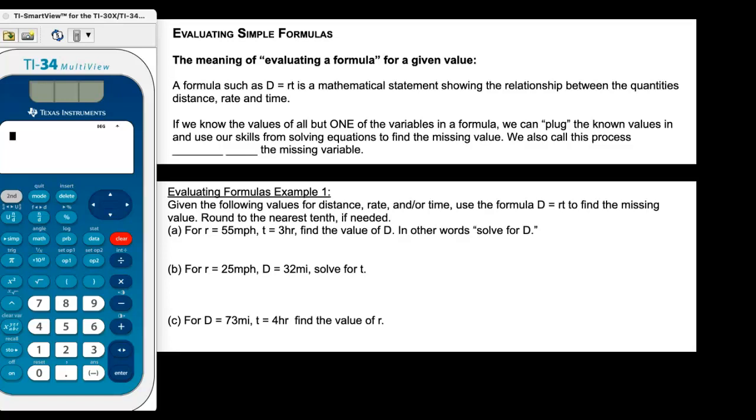In this video, I'm going to talk about how to evaluate a simple formula, and I'm going to look at three formulas that are really common to see in a lot of math classes, and we're going to use those formulas as examples. So before we do that, let's talk about what it means to evaluate a formula.